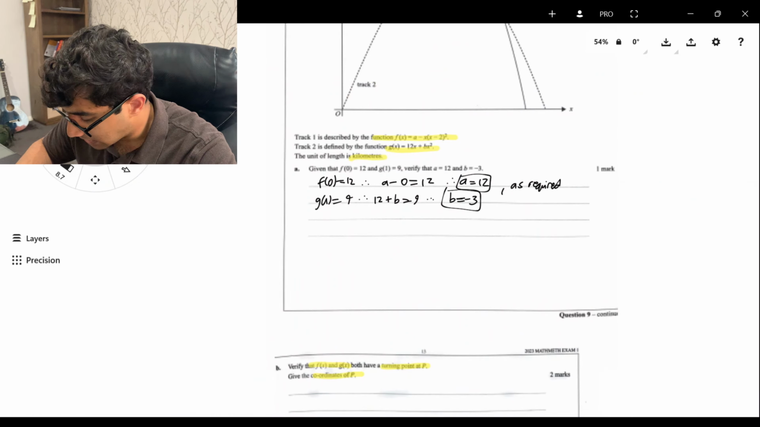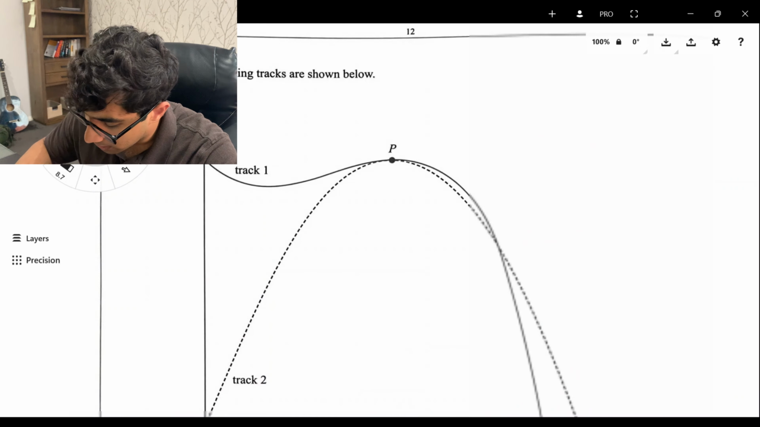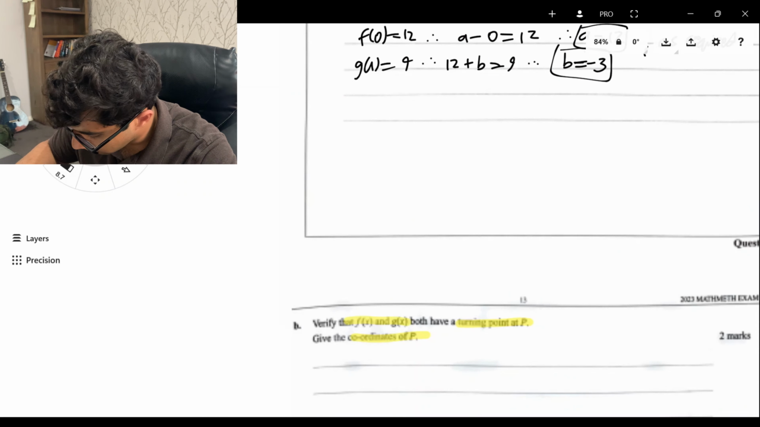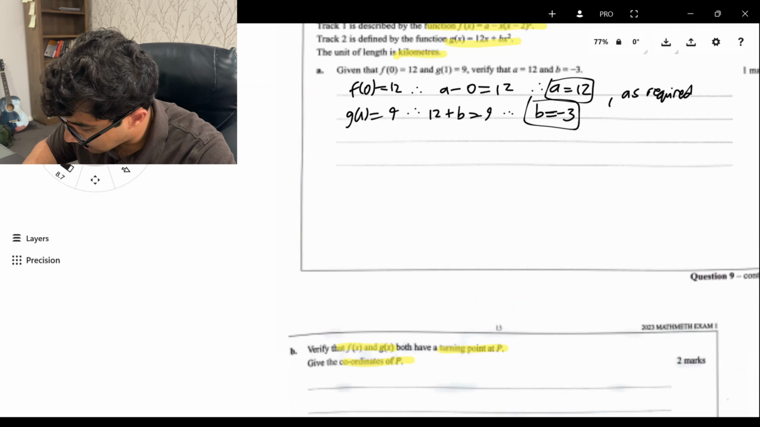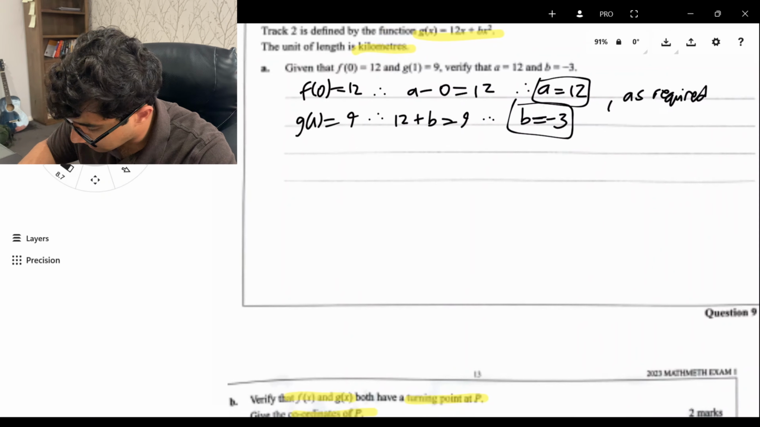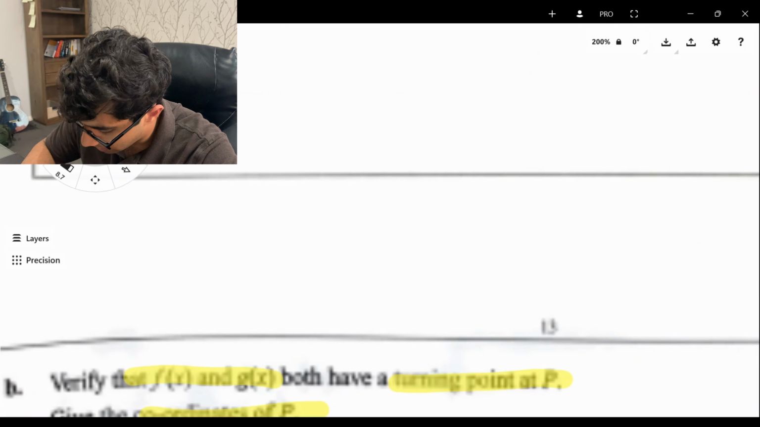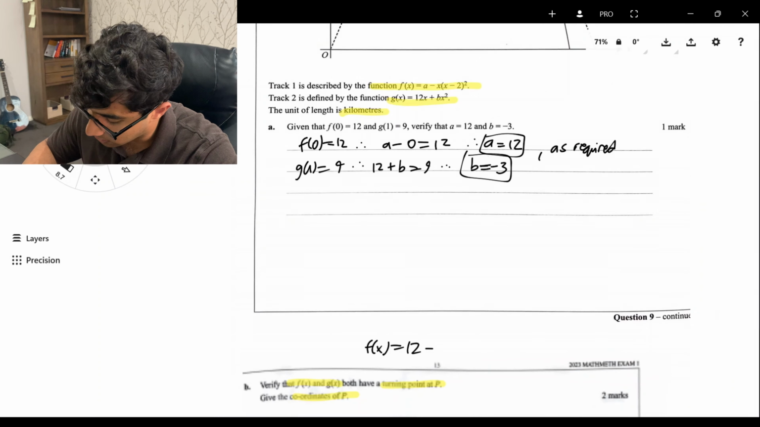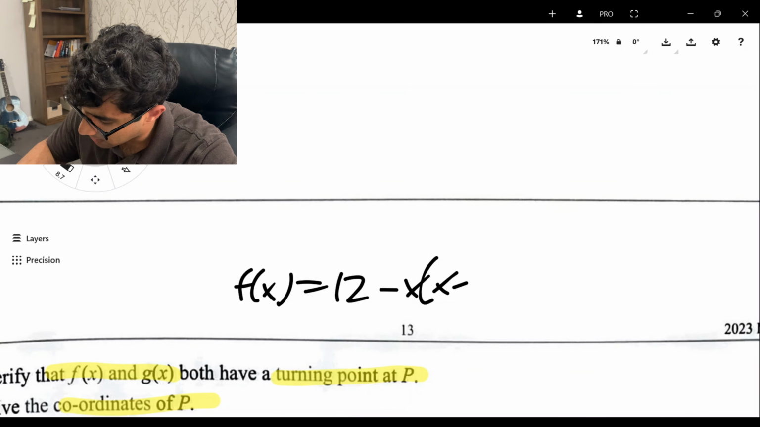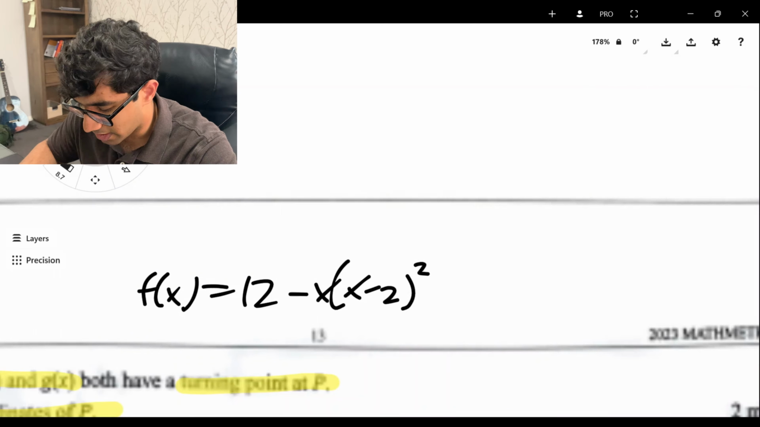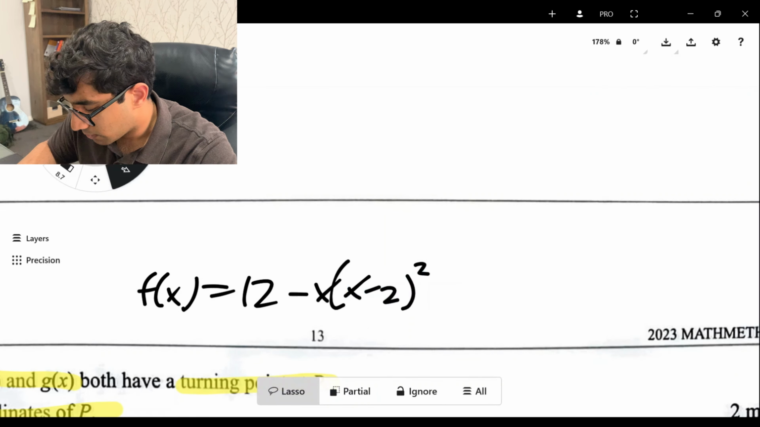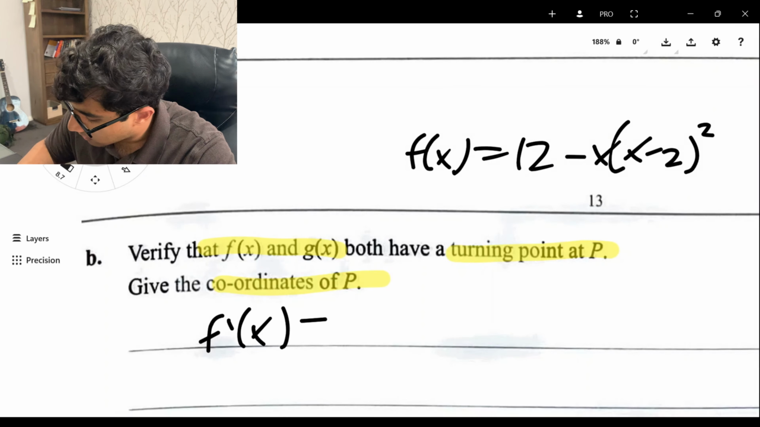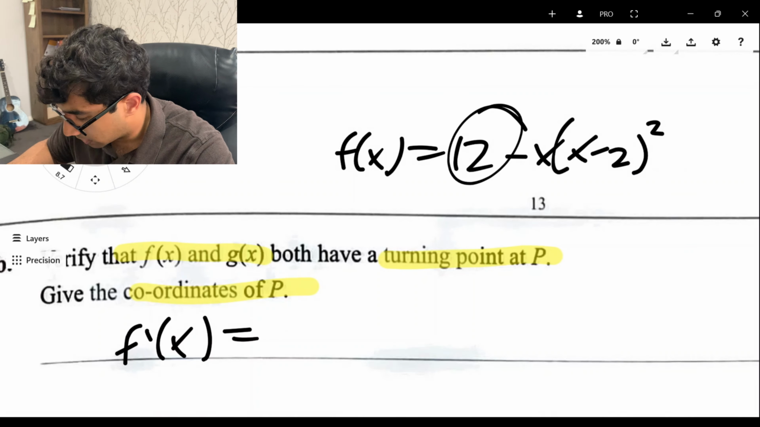So both f and g need to have a turning point at P. So what we're gonna do is just do a little derivative kind of thing, okay? So we already have f of x equal to 12 minus x times x minus 2 squared. Okay, x times x minus 2 squared. You can expand that out, but I'm just gonna take the derivative of it. So that 12 will just be gone because it's a constant.